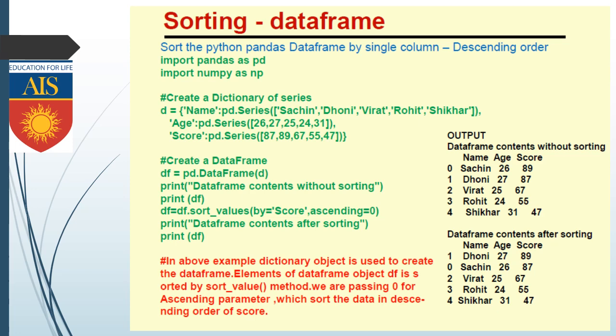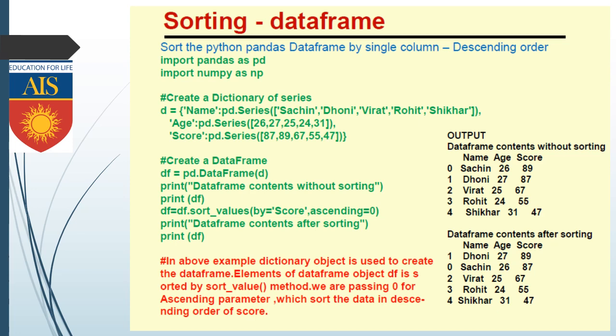df = df.sort_values(by='score', ascending=0). It's due to ascending order, that's why we need to provide ascending=0. That means we are going to make invalid the ascending option. Then print the data frame contents after sorting.